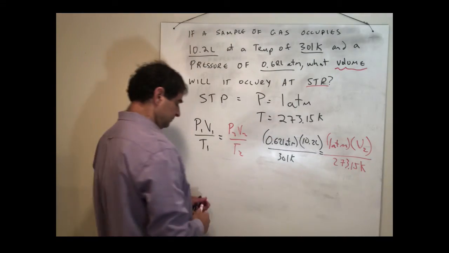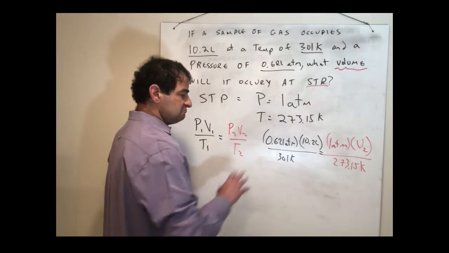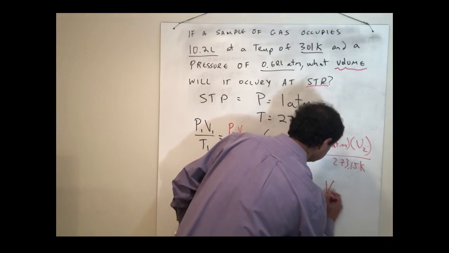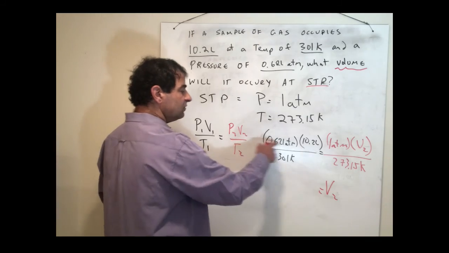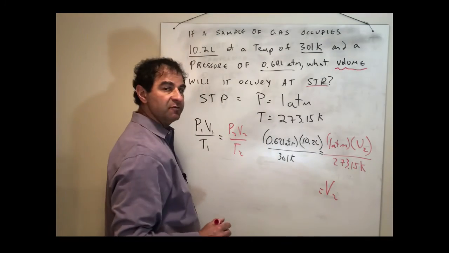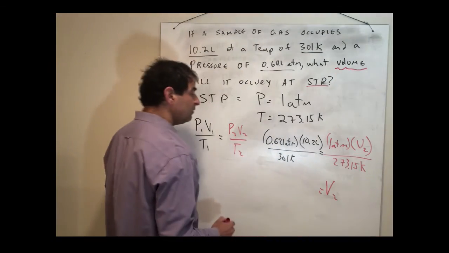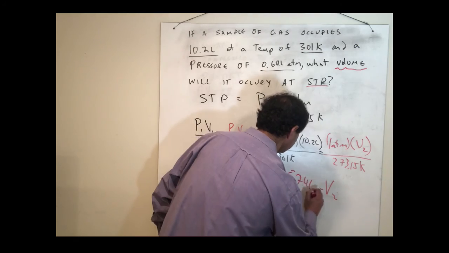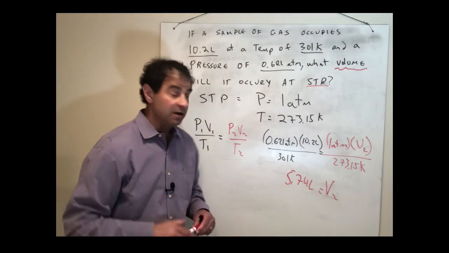What volume? Now notice, it's pretty simple. Just got to do some math here. V2 is going to equal, let's see, I take 0.621 times 10.2 divided by 301 times 273.15 divided by 1 equals 5.74 liters. So what did we learn here?